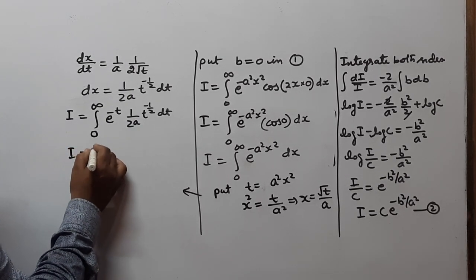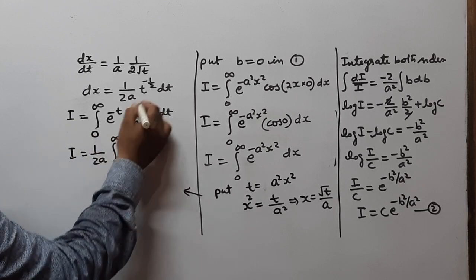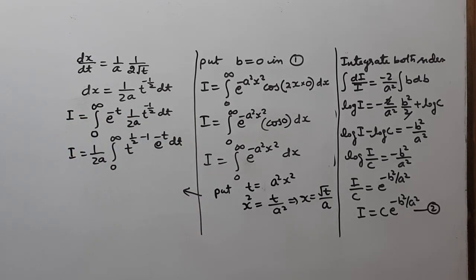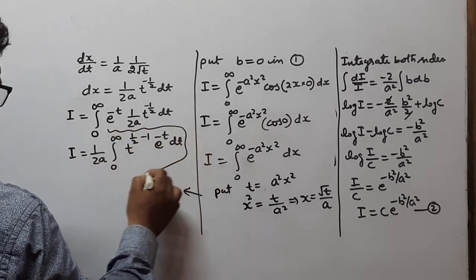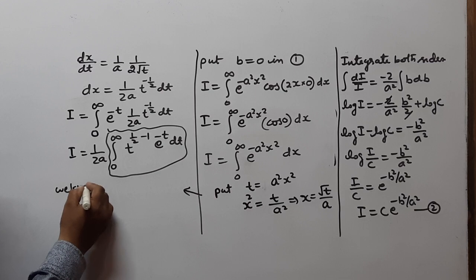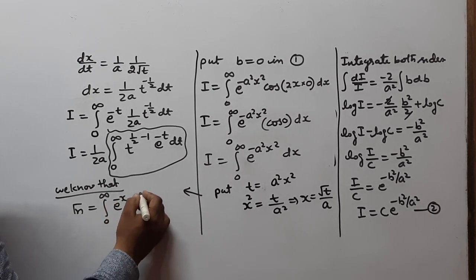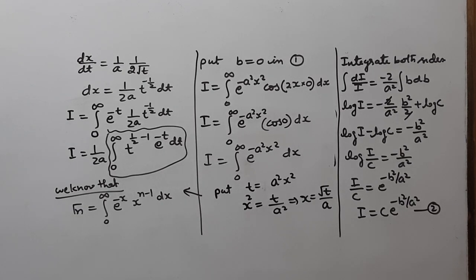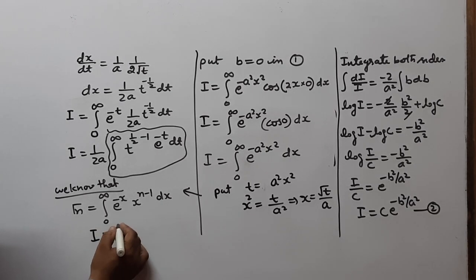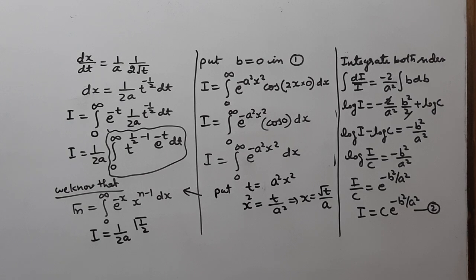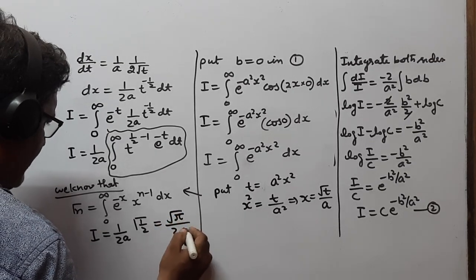Now we can see that 1 upon 2a is a constant here, and t to the power minus 1 by 2 can be written as t to the power 1 by 2 minus 1, with e to the power minus t dt. You can see this is the gamma function. We know that gamma n is equal to the integral from 0 to infinity of e to the power minus x and x to the power n minus 1 dx. So in the above integral we can write I equal to 1 upon 2a times gamma 1 by 2. And we know that gamma 1 by 2 is equal to root pi. So this is equal to root pi divided by 2a.